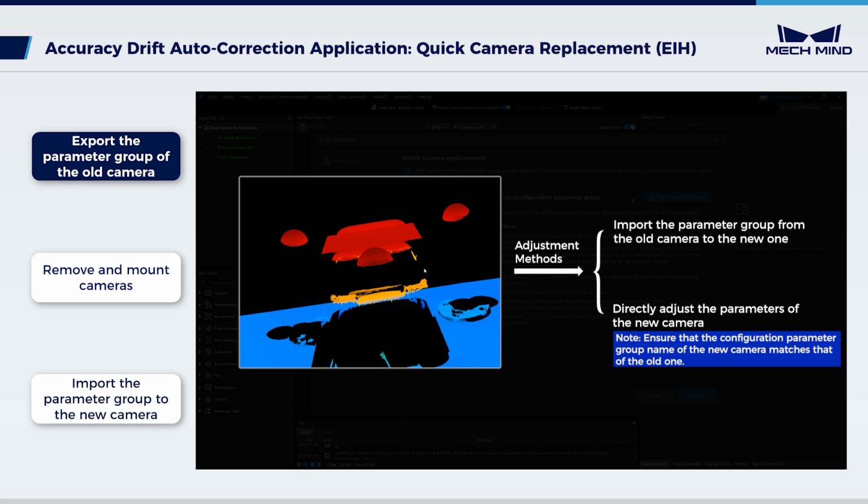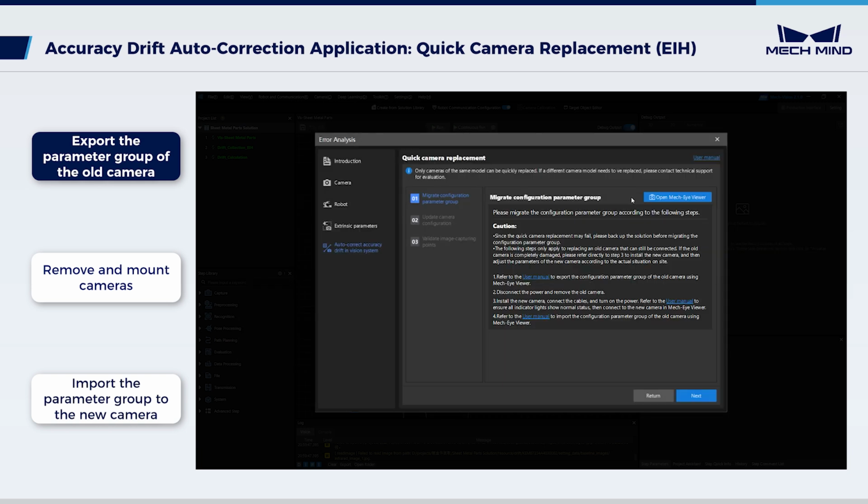The second method is applicable if the camera is completely damaged and unconnectable. In this case, mount a new camera directly and adjust its parameters. This video will introduce the first method. You can follow the guidance here to complete the relevant operations.